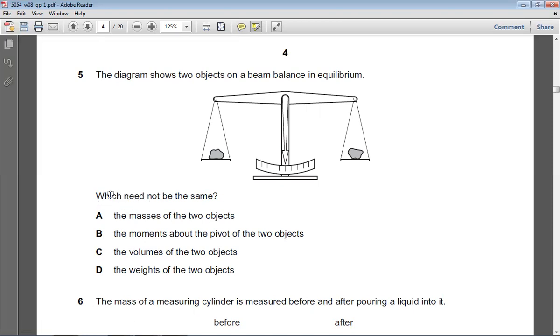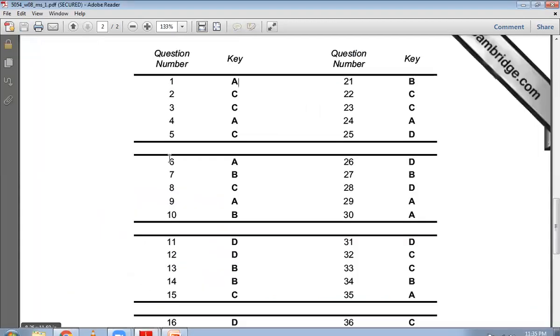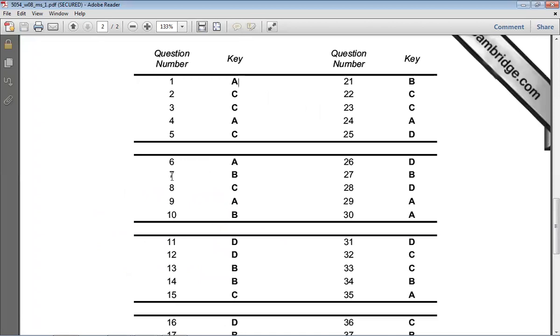So which need not be the same? That will be C. It's not important that their volumes are the same; they may or may not be. The important thing is that their weights are the same, their masses are the same, and they're producing equal moments in opposite directions about the pivot. So I think C is the choice. Question number 5, C is the right choice, sir.